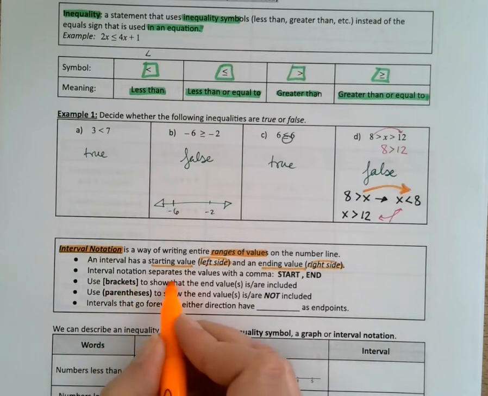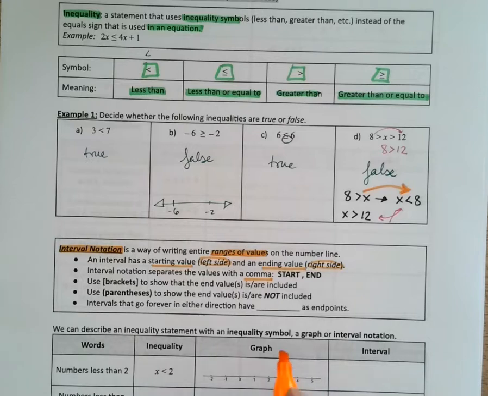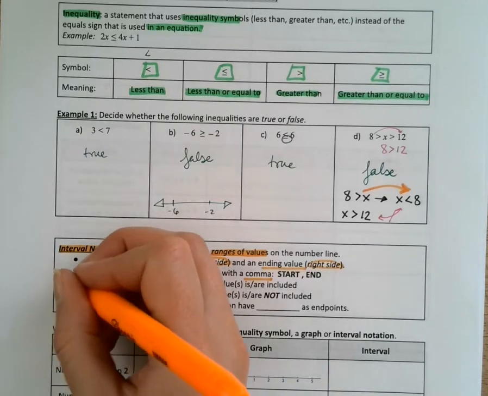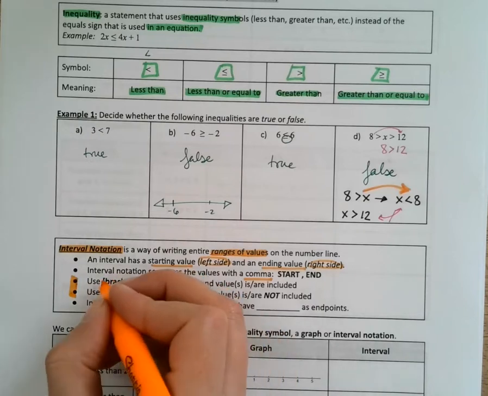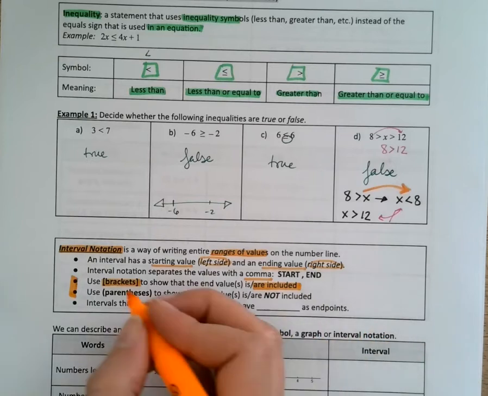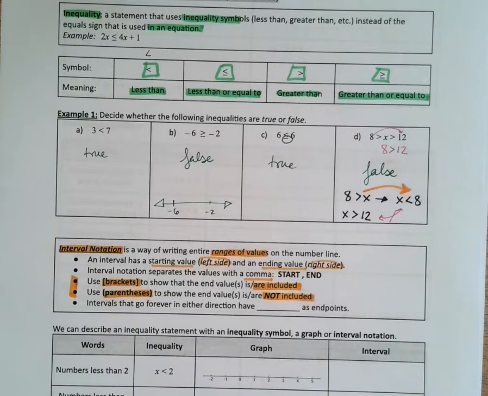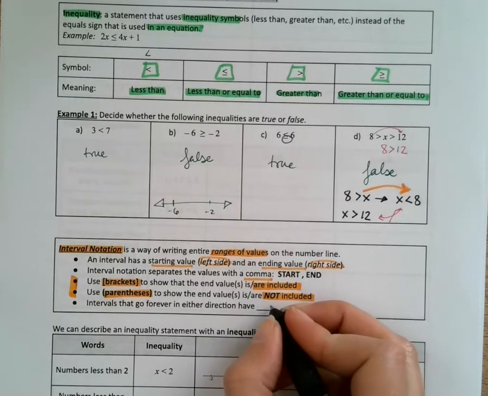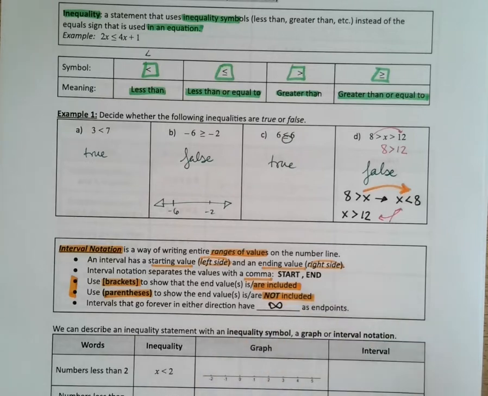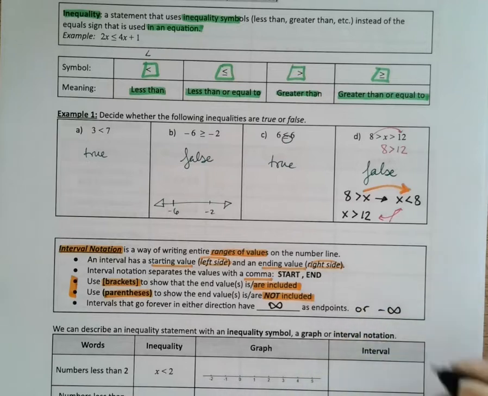The interval notation separates the values with a comma: start, comma, end. And then there are 2 types of notations. We'll group those together. It either uses brackets to show that the endpoints are included, or parentheses to show that the endpoints are not included. Intervals that go on forever have infinity or negative infinity as their endpoints. So I'll put infinity or negative infinity on that end over there. I could have written them both in if I planned ahead there.